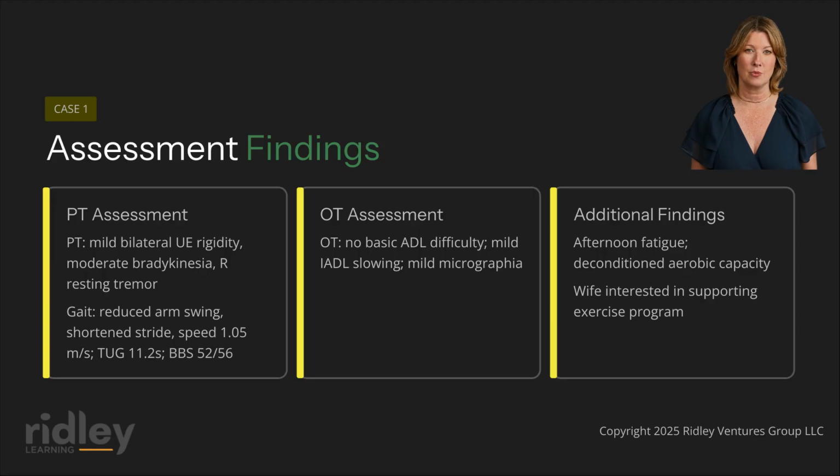Berg Balance Scale score is 52 out of 56, with points lost on tandem stance, single leg stance, and reaching forward, indicating mild balance impairment. Aerobic capacity appears deconditioned relative to his premorbid activity level.